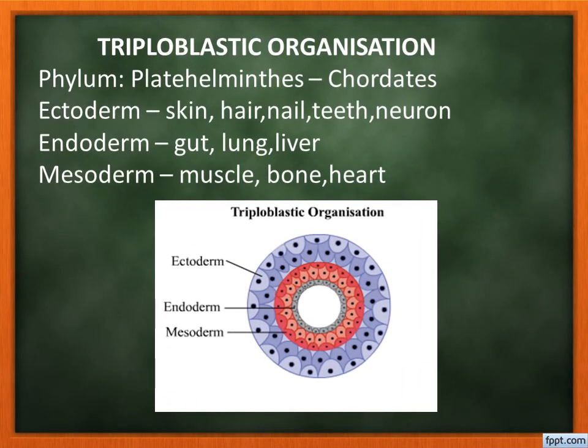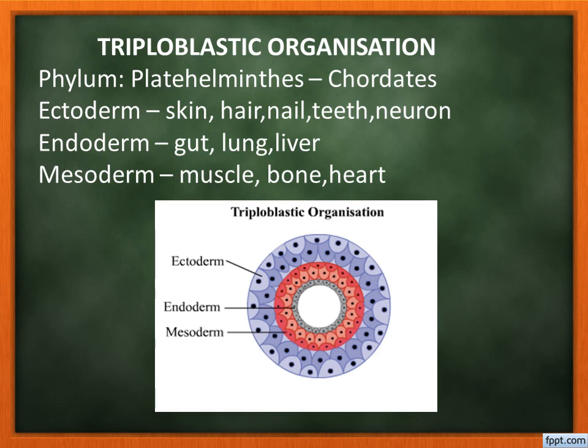Next one is triploblastic organization. Triploblastic organization means, as I said already, the embryo is covered with three germinal layers. What are the three? Outermost is ectoderm, innermost is endoderm, and the middle one is called mesoderm. Understand? So ectoderm, endoderm as well as the mesoderm.